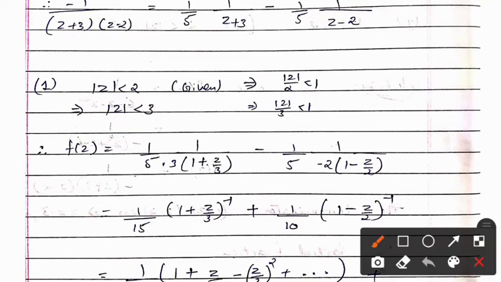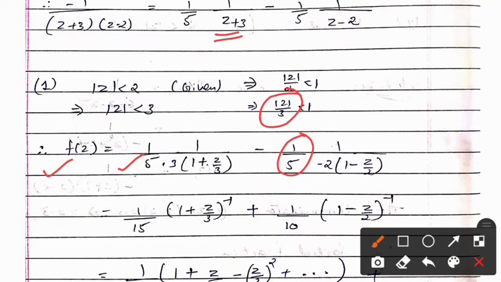Now see, I am taking f of z, this 1 by 5 and this minus 1 by 5 I will not touch. They will be the same as they are. Now here I have z plus 3. I have to convert z plus 3 such that it must be 1 plus or 1 minus of mod z by 3. Here everything is in plus, z plus 3. Okay. So I will get 1 plus z by 3.